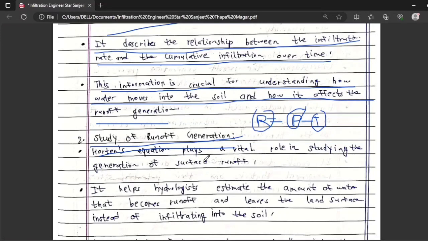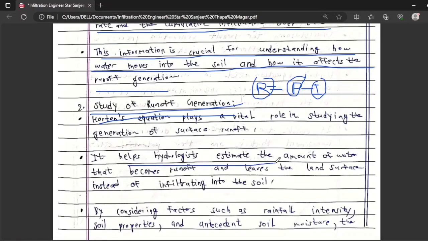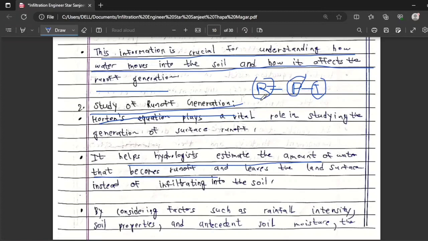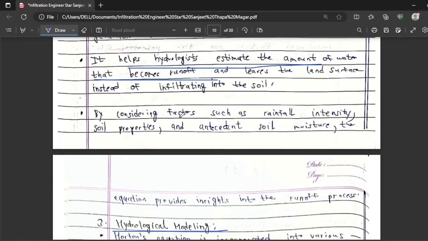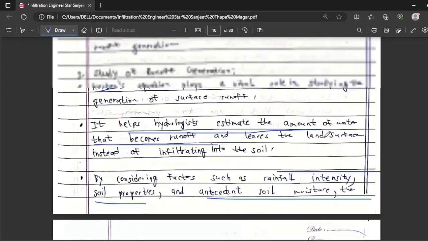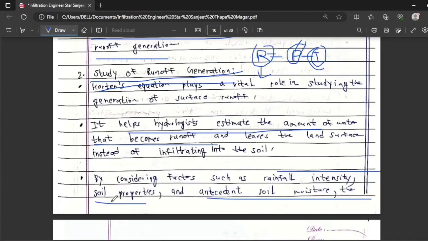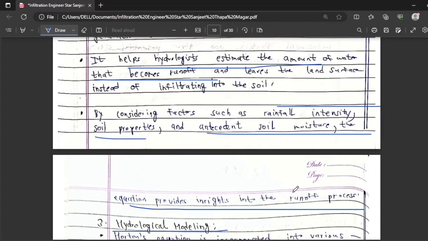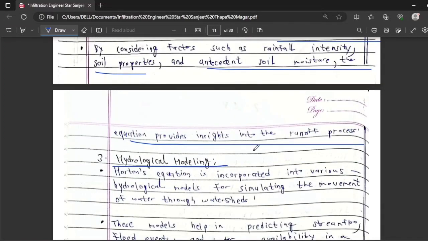Horton's equation plays a vital role in studying the generation of surface runoff. It helps hydrologists estimate the amount of water that becomes runoff and leaves the land surface instead of infiltrating into the soil. By considering factors such as rainfall intensity, soil properties, and antecedent soil moisture, the equation provides insight into the runoff process. By knowing the rainfall intensity, that is P, the properties of soil, and the soil moisture relation, we can estimate the runoff.